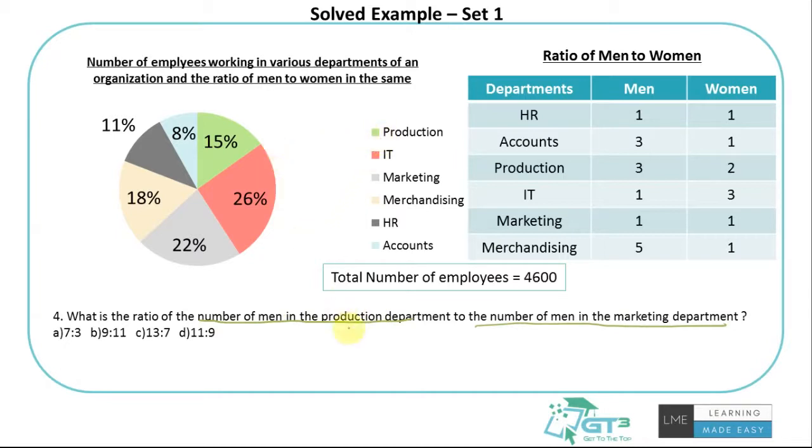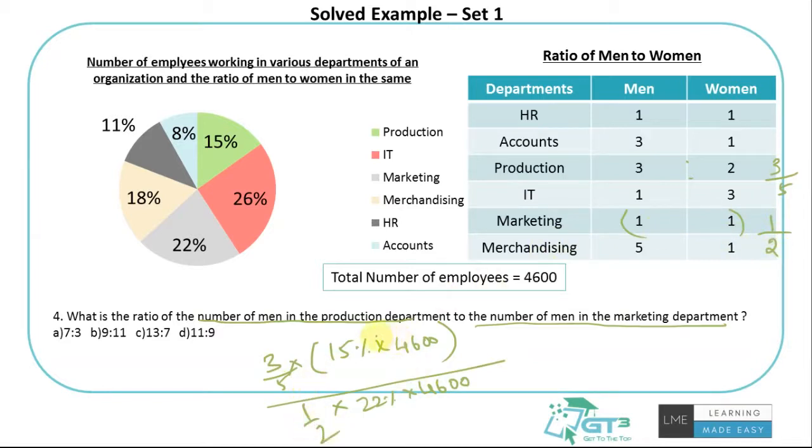Production is 15% of 4,600. What is the fraction of men in production? Production is 3 men, 2 women. So that's basically 3:2. So the fraction will be 3/5. 3/3 plus 2. So 3/5 into this is the number of men in the production department. Similarly for the marketing department, 22% into 4,600 into marketing department 1:1. So that's basically 1/1 plus 1. Half of them will be men. So it's half. Cancelled. 5 3s are 15, 2 11s are 22. So I'm basically getting 3 3s are 9/11.